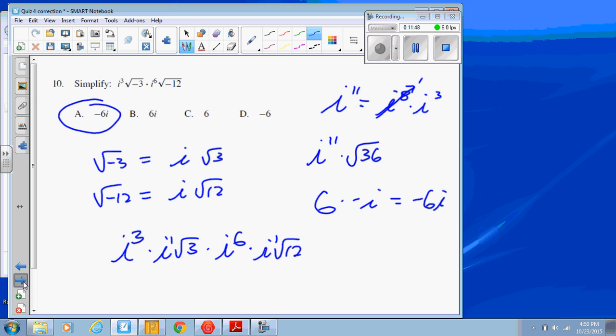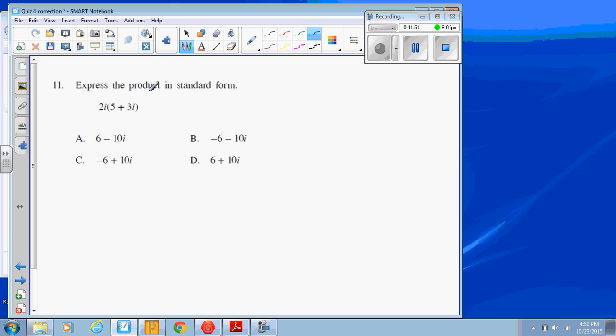Okay, as we move on a little bit, we're going to look at this. The product means multiply, so I'm going to multiply 2I by 5 plus 3I. So 2I times 5 is 10I, and 2I times 3I is 6I squared. But remember, I squared is just negative 1. So that's 6 times negative 1, or negative 6.